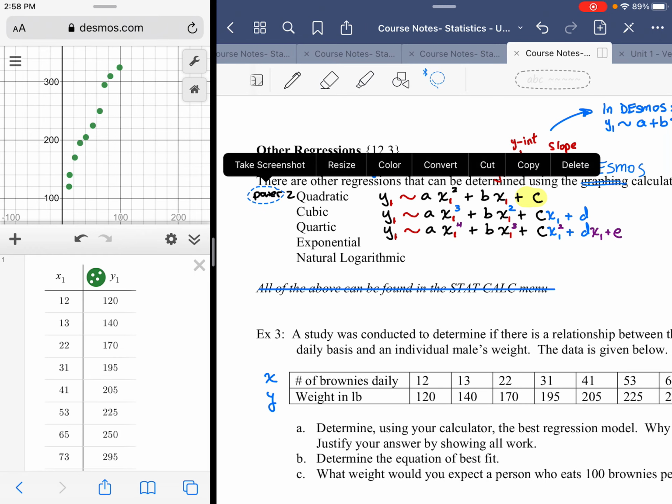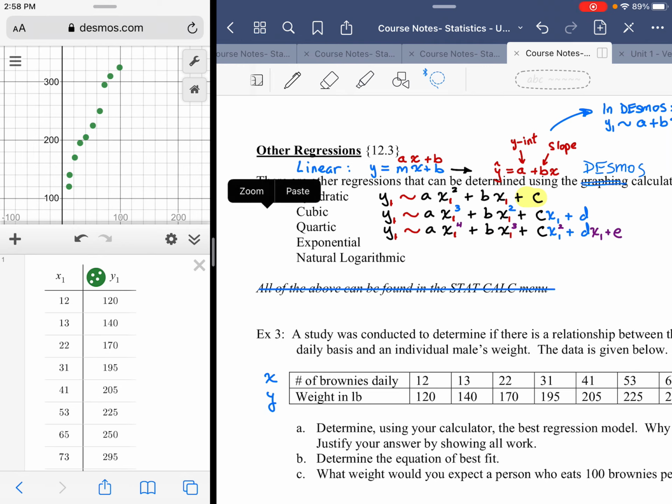Power of 3 for cubic. They're all polynomials until we get to the exponential case. Power of 3 and power of 4. I guess I didn't have to write this so close. Bring it back.